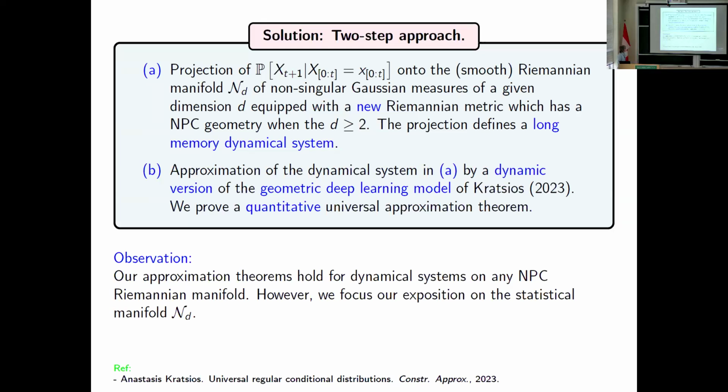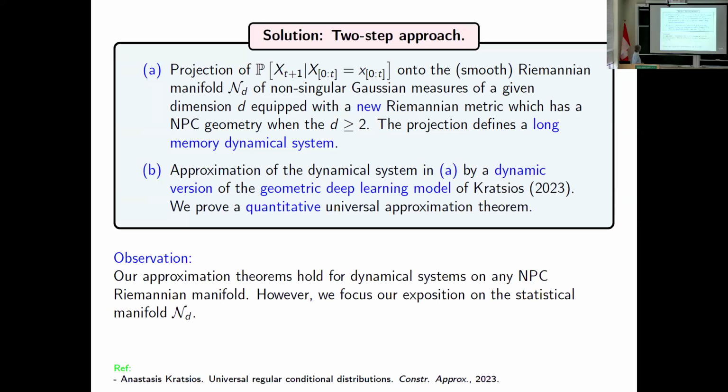The second point is that we leverage a previous work of Anastasis, and we approximate this dynamical system by a dynamic version of the model that Anastasis proposed in a previous paper. The nice thing is that we are also able to prove a quantitative universal approximation theorem for the model that we are going to propose.